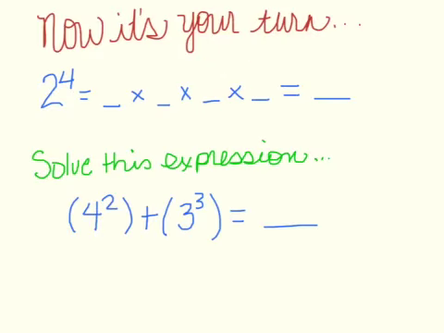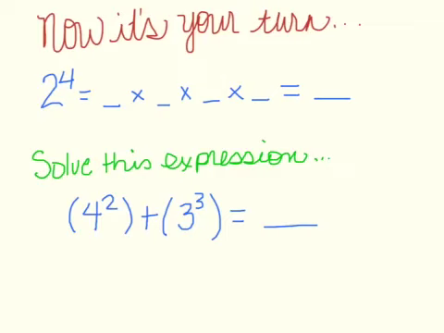Now it's time for some practice. The first one is 2 to the 4th power. Write it out all the way in your notebook or on your paper, and then see what it equals. And the second one, I want you to solve the expression, because this is where you'll mostly see exponents used. 4 squared plus 3 cubed equals blank. Come back in a second after you've worked it, and I'll show you how to do this.